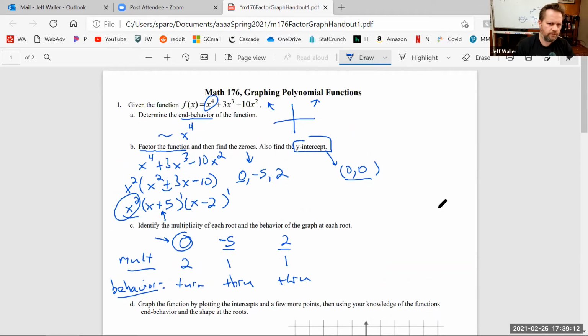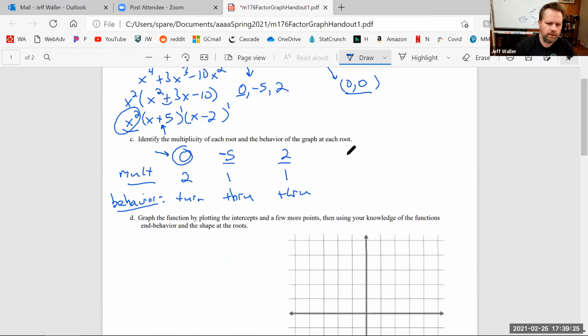So this kind of problem is the kind of problem I will give you, not this exact problem, but a problem like this on the quiz on Tuesday, right? You have to be able to do all these things.